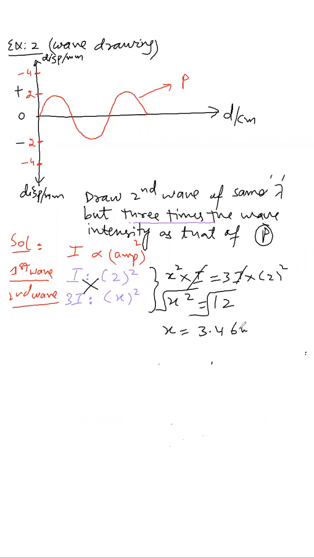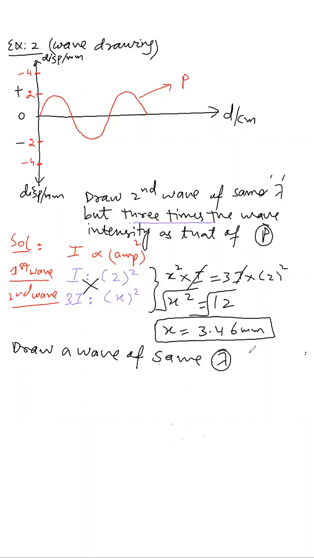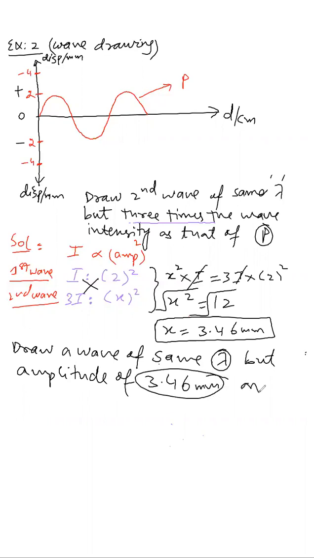3.46 millimeter. So now you have to draw a wave of the same wavelength but amplitude of 3.46 millimeter on the diagram. So let me draw it for you over there on the diagram.